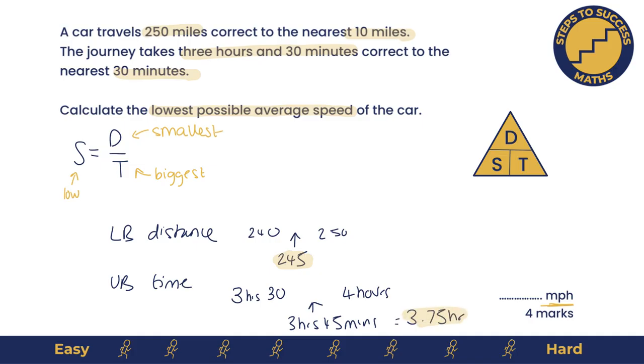So to do our calculation, we're going to use 245 and 3.75. Speed equals distance, 245, divided by time, 3.75. And using a calculator, that's 65.3 recurring miles per hour.